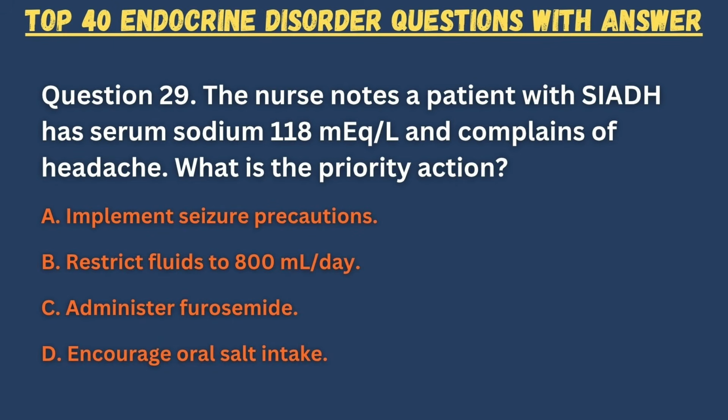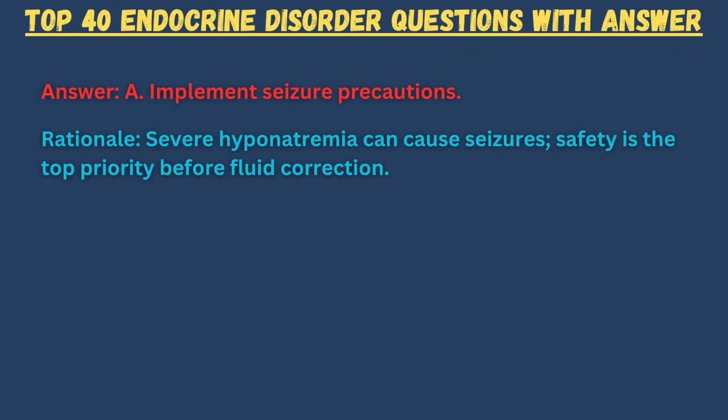Question 29. The nurse notes a patient with SIAD has serum sodium 118 milliequivalent per liter and complains of headache. What is the priority action? A. Implement seizure precautions. B. Restrict fluids to 800 milliliters per day. C. Administer furosemide. D. Encourage oral salt intake. Answer: A. Implement seizure precautions. Rationale: severe hyponatremia can cause seizures. Safety is the top priority before fluid correction.